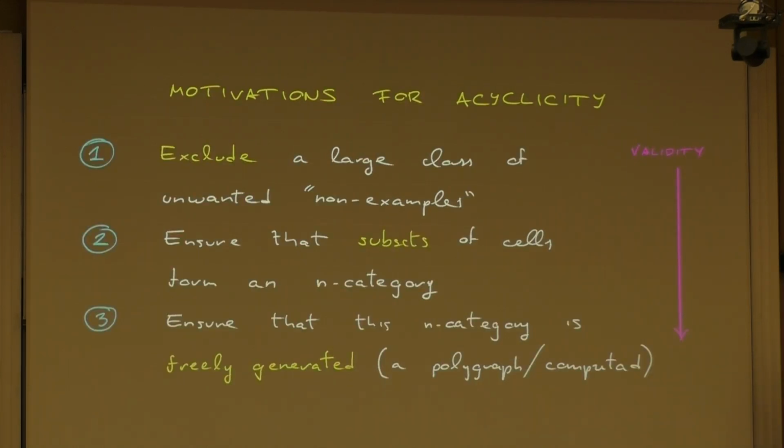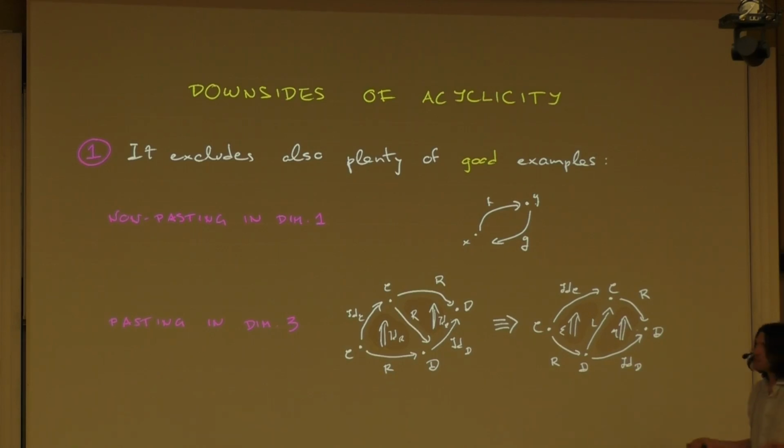And the third motivation, which I'll mention, is one that I think is actually a good motivation as long as one cares about this: acyclicity seems to be related to the property that the presented n-category is freely generated, in the sense of computads or polygraphs. I don't have an allegiance to either polygraphs or computads, so I'm going to use both terms interchangeably. So these are motivations for acyclicity, but acyclicity has downsides too.